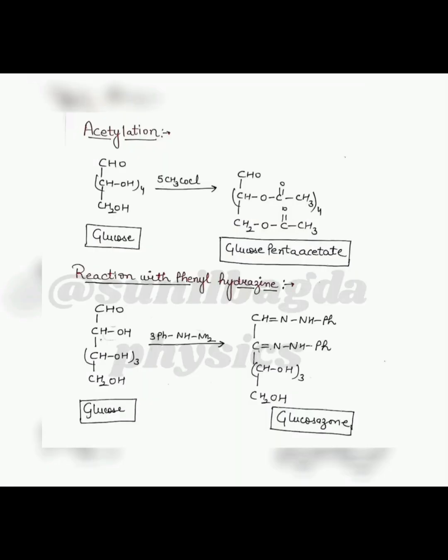The next chemical property is acetylation. When glucose reacts with 5 molecules of any acetylating agent like acetyl chloride or acetic anhydride, it gives glucose pentaacetate as a major product along with 5 molecules of acetic acid as a byproduct, which confirms the presence of hydroxyl groups in the structure of glucose. The next chemical property is reaction with phenylhydrazine. When glucose reacts with phenylhydrazine, that is PhNHNH2, it gives glucose phenylhydrazone derivatives, which confirms the presence of an aldehydic functional group in the structure.